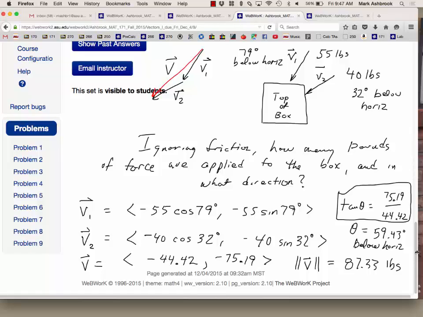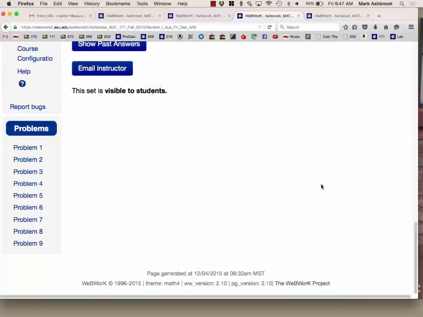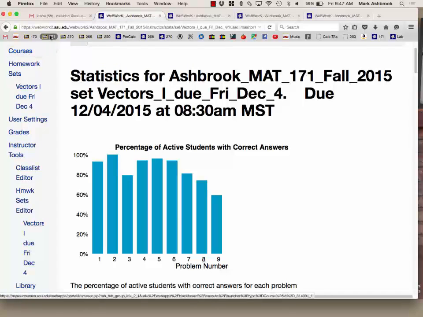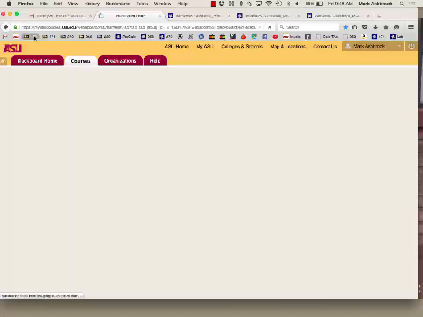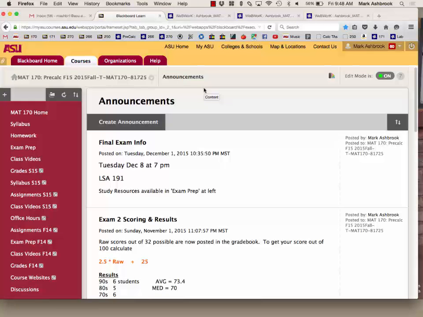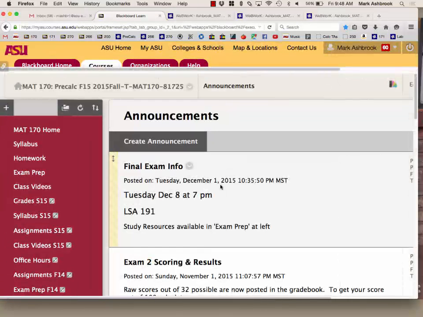Okay, so we'll have one more web work that's more practice of this stuff. It's important for the final. And then let me show you here. Let's do an example. So you remember that your final is Tuesday night at 7 p.m., LSA 191.